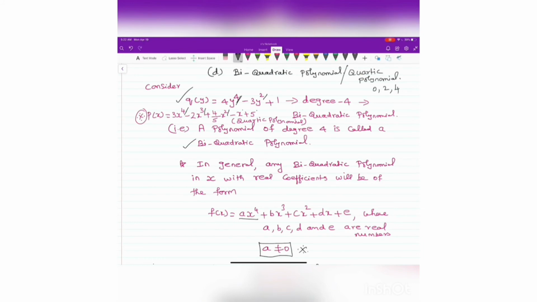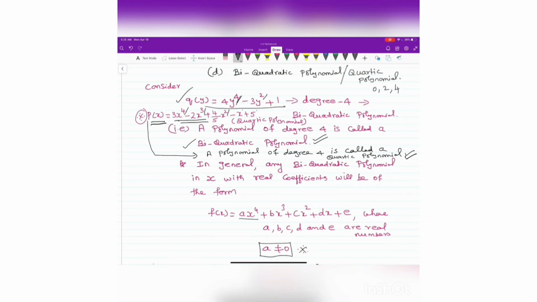Okay. If you take this example, I can write over here a polynomial of degree 4 is called a quartic polynomial. It's only the additional input what I wanted to give you.